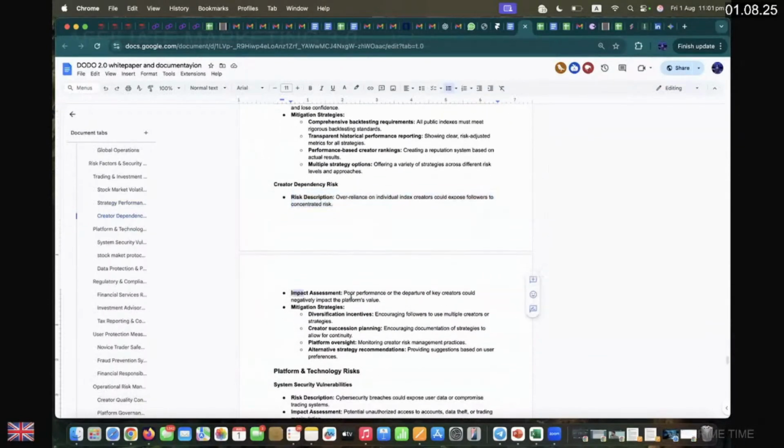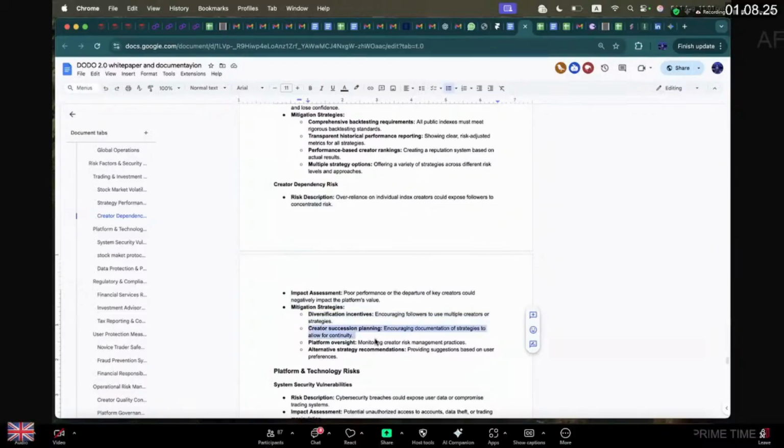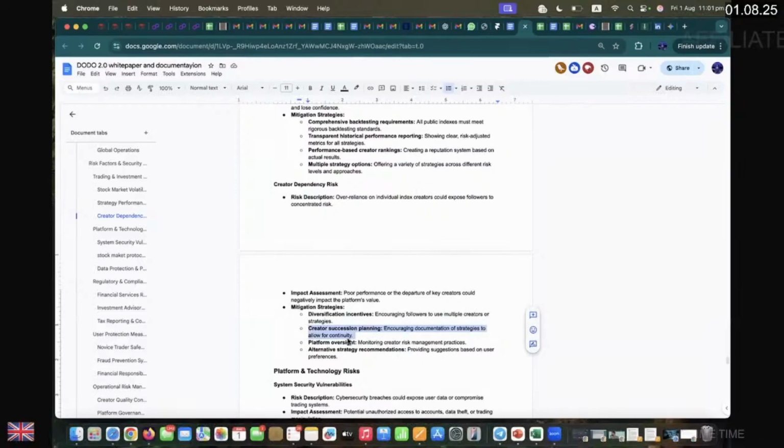Then, impact assessment. Poor performance or departure of key creators could negatively impact the platform's value. What are the mitigation strategies that we have? Diversification incentives, encouraging followers to use multiple creators or strategies. Creator succession planning, encouraging documentation of strategies to allow for continuity.